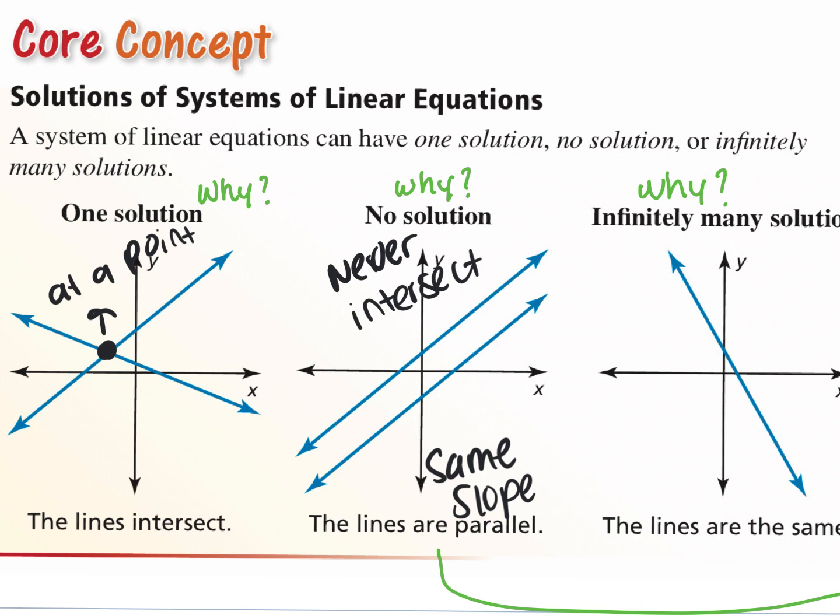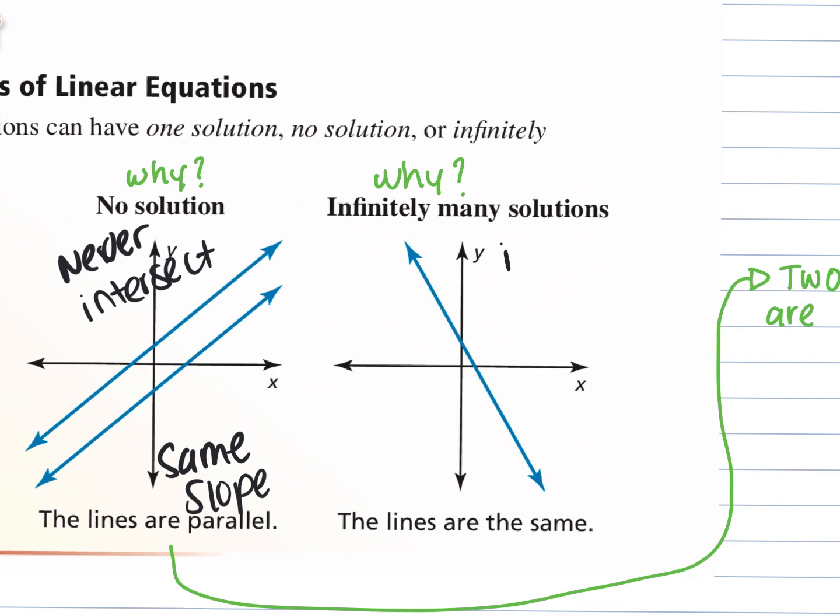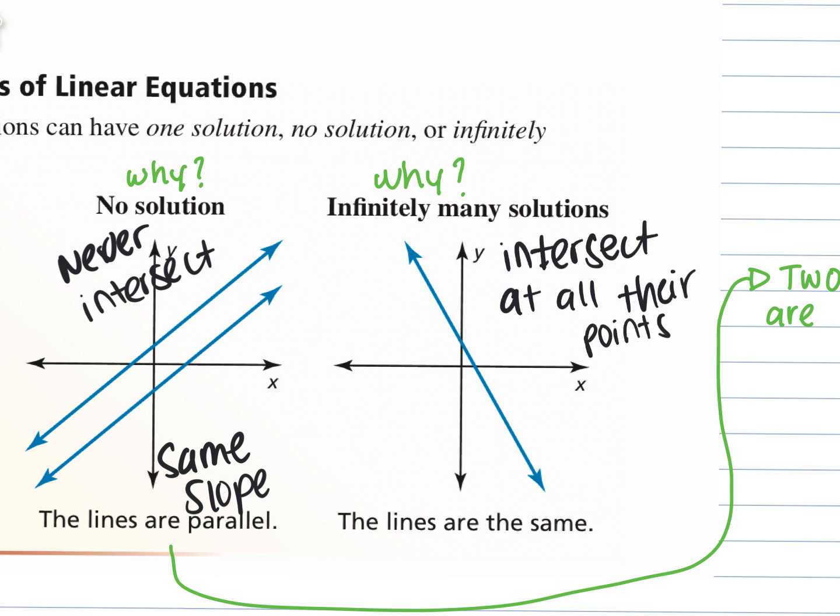Now, look at the third example. It almost looks like there's only one line drawn, right? Because both of the lines are the exact same thing. Why would two lines that are right on top of each other have infinitely many solutions? AJ? Because they cross every single point. They intersect at all of their points.